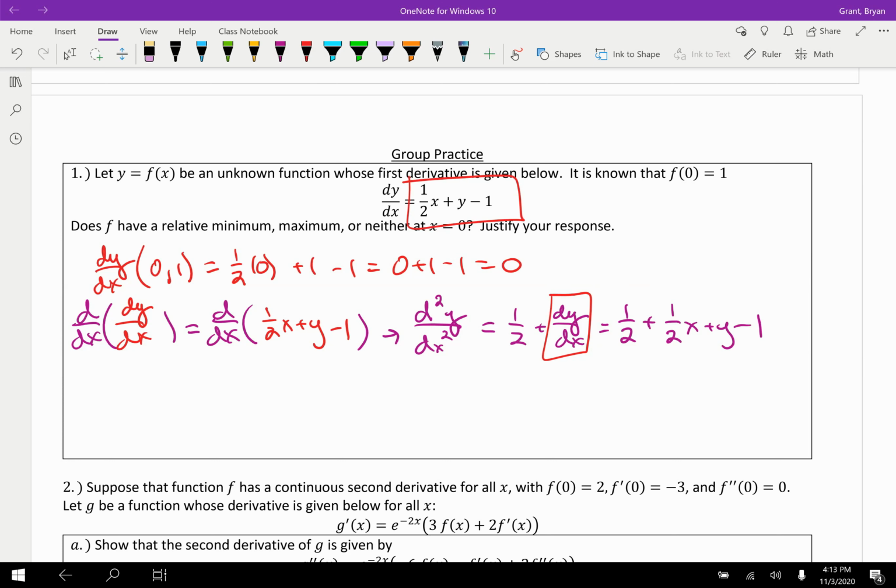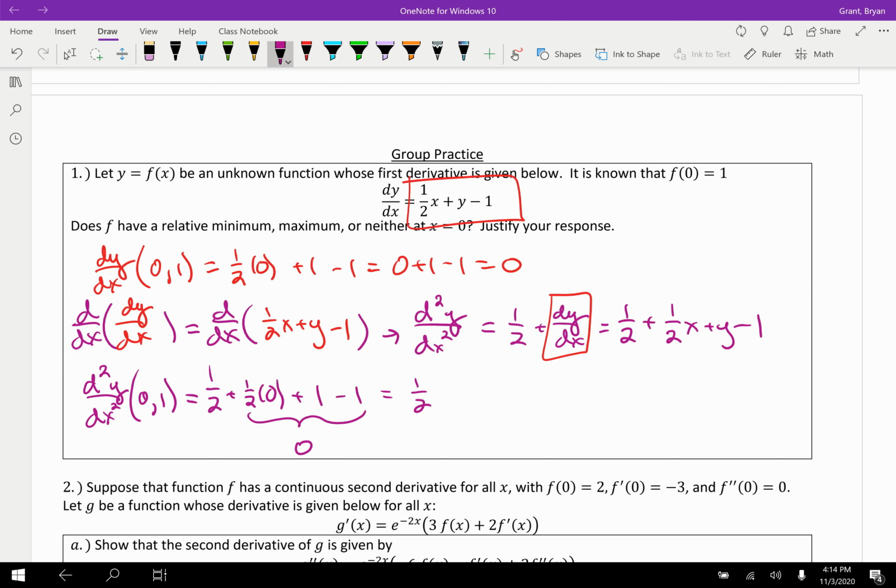Okay. So then I think our last step is we need to evaluate our second derivative. We need to evaluate it at our critical point to tell the concavity of the function at that critical point. So it becomes 1/2 plus 1/2 times 0 plus 1 minus 1. And again, you'll notice that we saw this before. The first derivative becomes 0, but we get a final answer of 1/2.